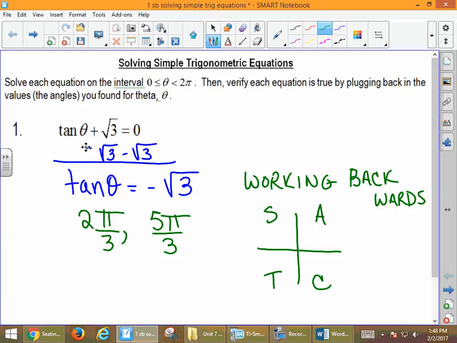Our directions say verify each equation is true by plugging back in the values. Does tangent of 2 pi over 3 equal negative radical 3? We hope so. And does tangent of 5 pi over 3 equal negative radical 3? It's a good way to check when you're practicing or when you're taking some sort of an assessment.